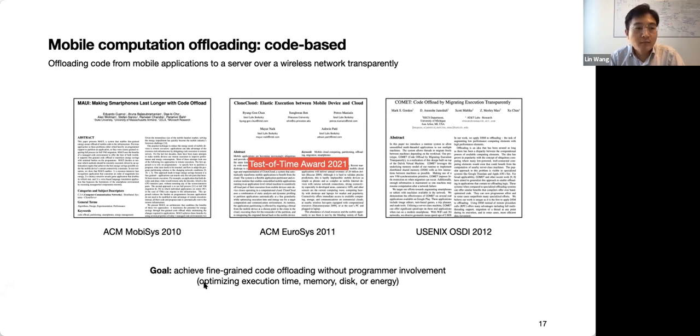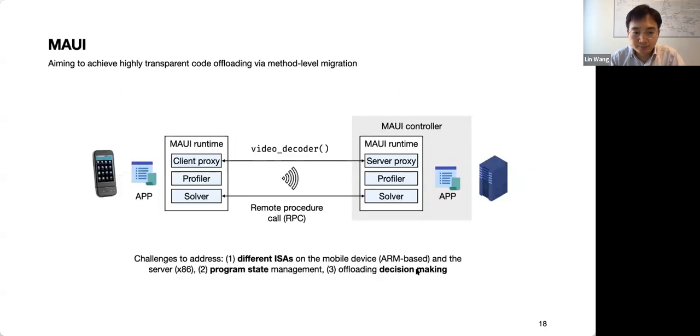So in general, we can optimize different kinds of things like execution time, memory, disk, or energy consumption of the mobile device, right? And I think execution time and energy were the most intensively explored objectives there. We will use the execution time, for example, to demonstrate those different approaches. So the first work in this direction is called MAUI, and it aims to achieve highly transparent code offloading with method level migration. So how does it do it?